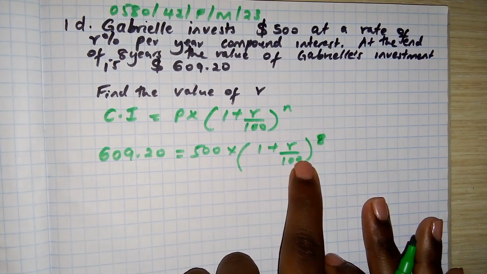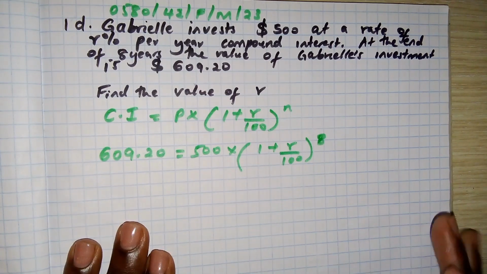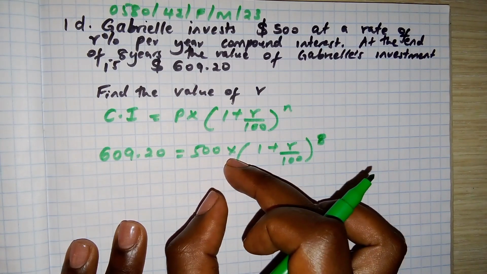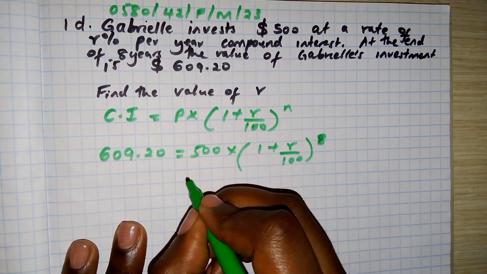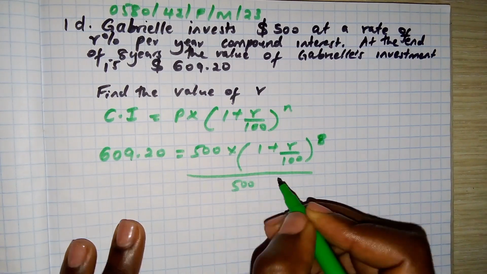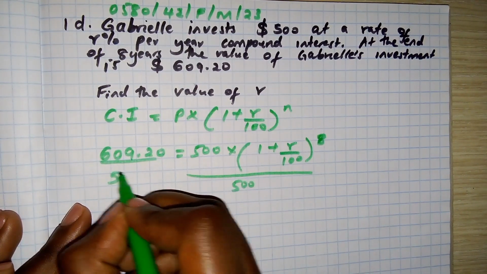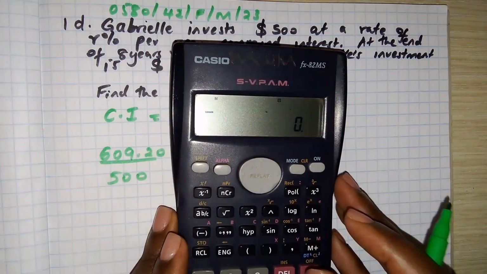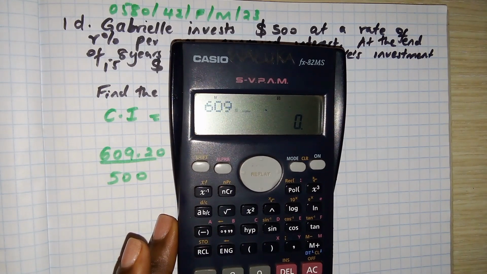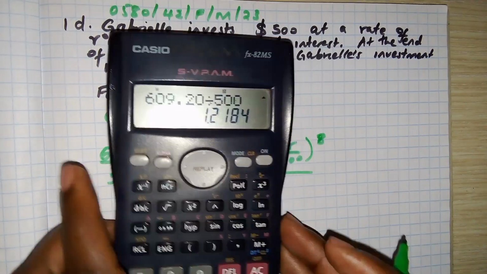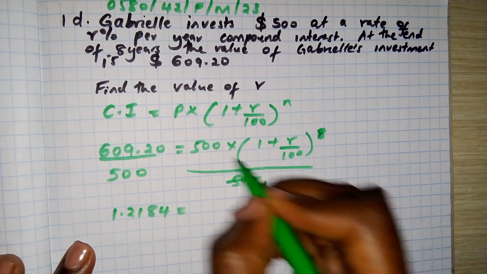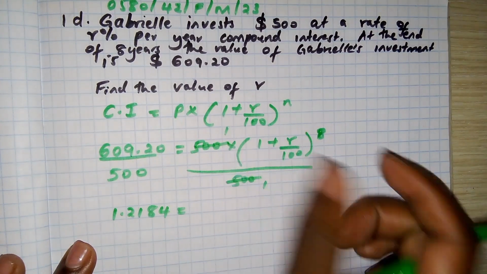Okay, so we need to find R. R is the unknown. So the first thing is you identify what is attached to the unknown. We have 500 times. So you do the opposite of times, which is division. So you divide on both sides by 500. Here we have 609.20 divided by 500, so 1.2184. So this will cancel with that. So at least now we're left with the unknown.